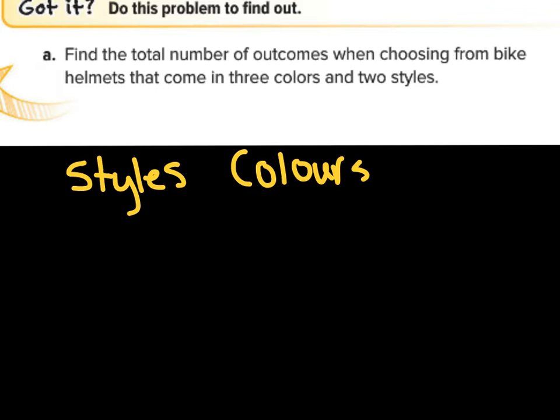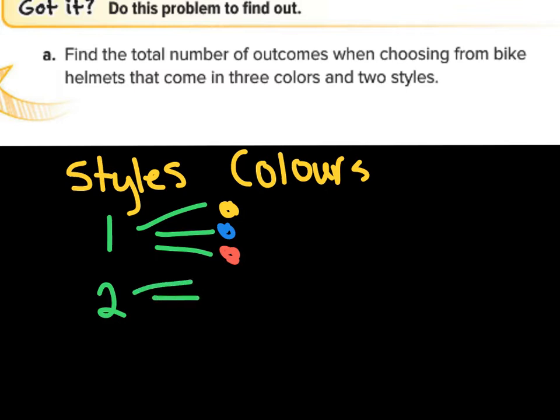Okay, I hope you paused the video. So we have styles, right? One style, let's just put here style 1, and then we also have style 2, correct? And for style 1, we have all 3 colors, as I mentioned. We have yellow, blue, and red. Okay, so that's 3 options that we have. And then for style number 2, we also have the same 3 options. We have yellow, blue, and red. So it looks like we have 6 different options.